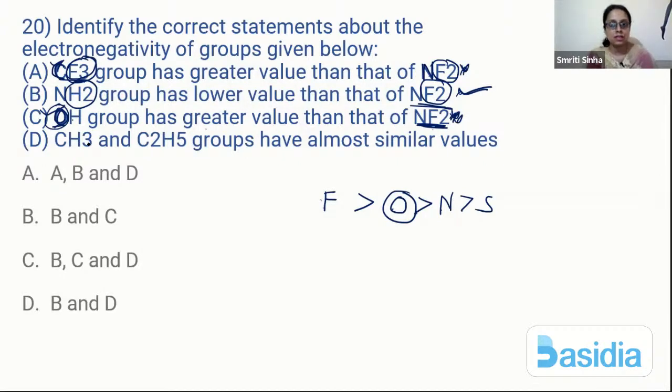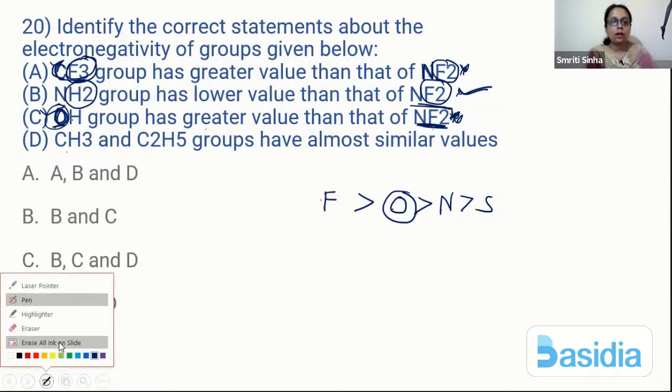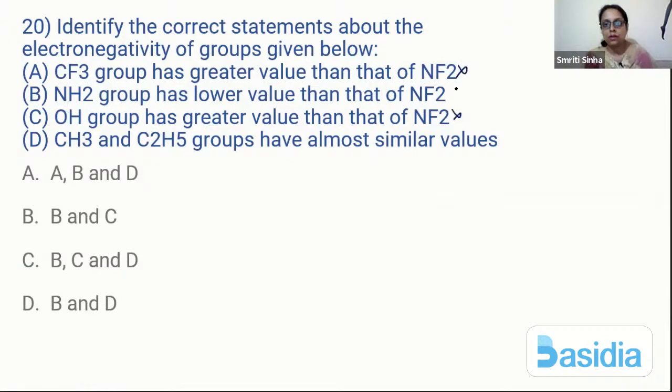Now moving towards statement D: CH3 and C2H5 groups have almost similar value. This is correct because both are alkyl groups, and both groups have only carbon and hydrogen in them, so there is not much difference in electronegativity. Therefore the correct statements are B and D, that is option D.